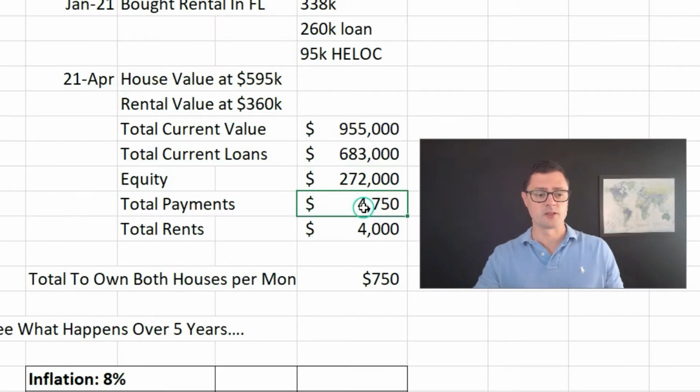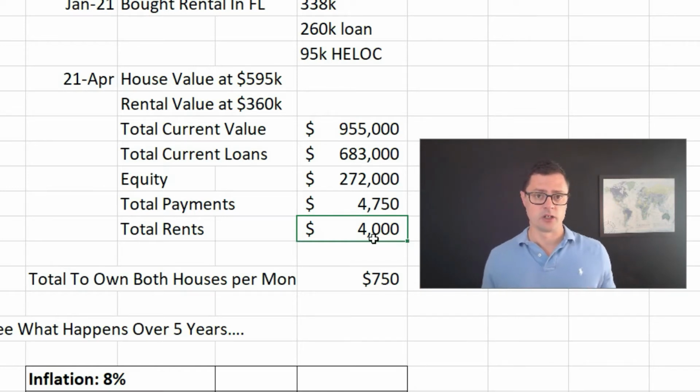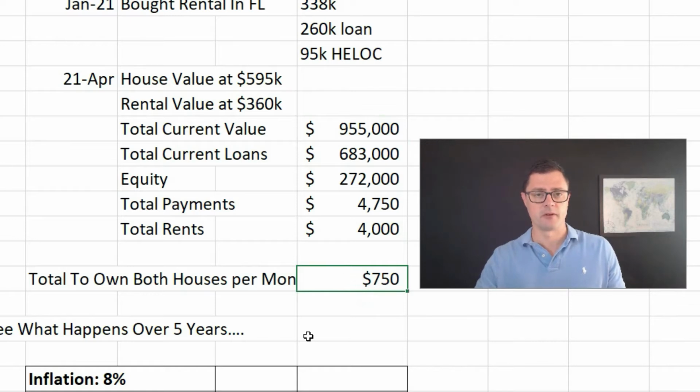My total payments on both properties are $4,750, and I'm pulling about $4,500 a month in rent on the rental in Florida. However, I would say there's some vacancy in there, so we'll say around $4,000. So my total monthly payment on almost $1 million in real estate is around $750, which is just awesome. You know, you might say this is impossible, but it's what I just did. So if I can do it, you can do it, and I can help show you how.